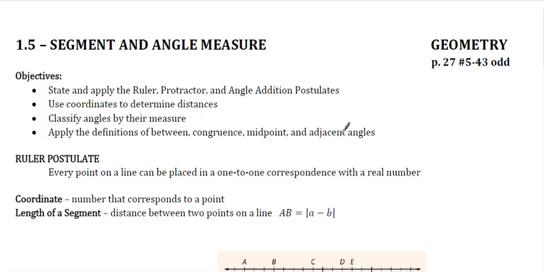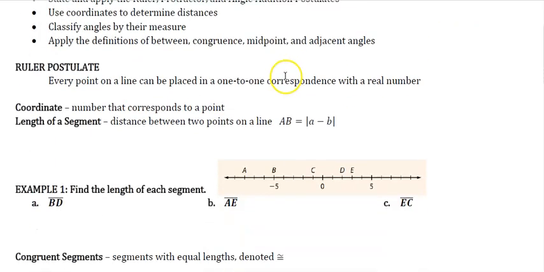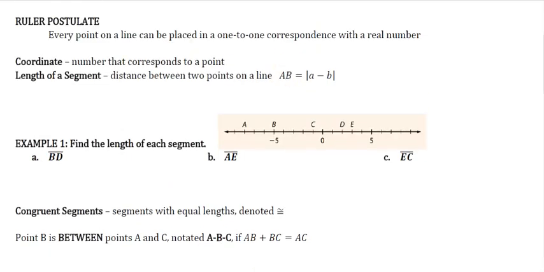All right, so let me go ahead and scroll this down so we can just see a little bit more of our notes here. Okay, so we can start with the ruler postulate. The ruler postulate is simply that every point on a line can be placed in a one-to-one correspondence with a real number. All the ruler postulate says is that every point on a line gets a real number. That's all. The coordinate, you know this, again, algebra, we did coordinates all the time. It's just the number that corresponds to a point. So here, -5 corresponds to B. C doesn't have the number, but we can tell that it's -1. They correspond. They go together.